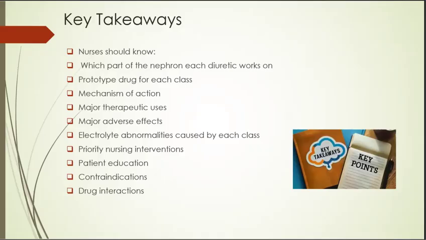So each diuretic works at a different location in the nephron, which determines how much fluid is removed, which electrolytes are more affected, and the clinical conditions it treats. Safe nursing care depends on recognizing each drug's mechanism, monitoring for adverse effects, preventing complications, and educating the patients to promote effective therapy.